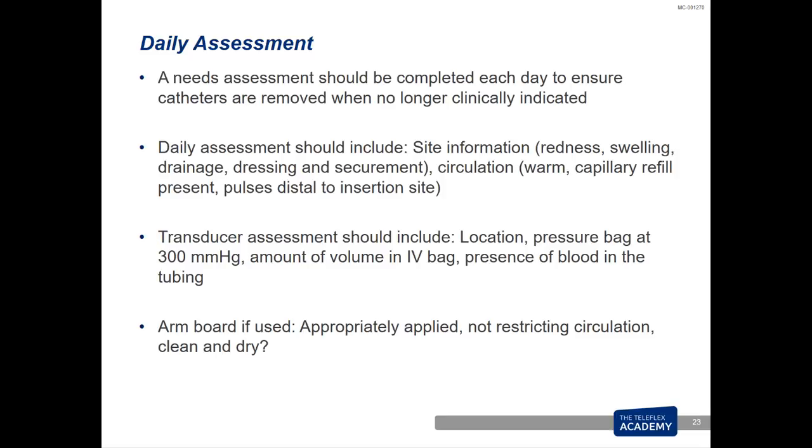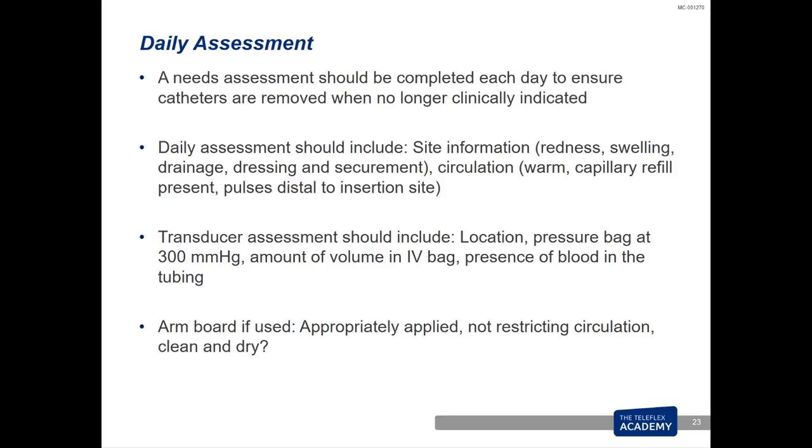The transducer assessment should include the location of the pressure bag and the transducer. Is the pressure bag inflated at 300 millimeters of mercury? How much fluid is actually remaining in the IV bag in the pressure transducer setup? And is there presence of blood in the tubing?